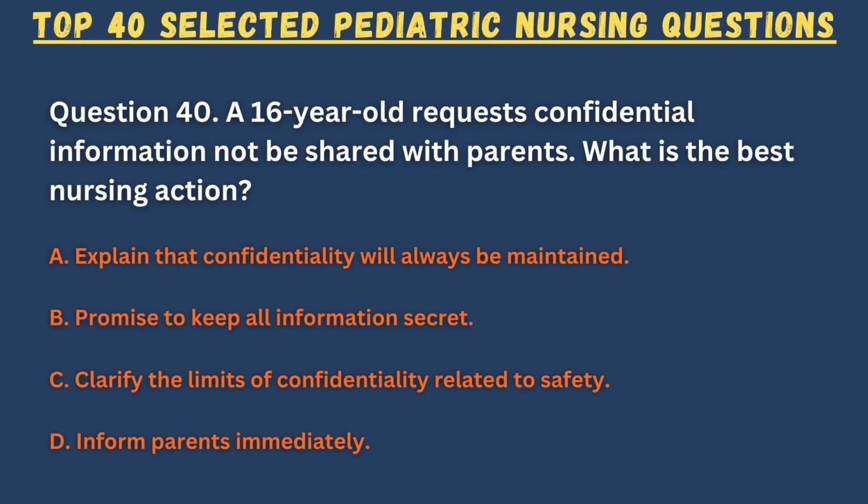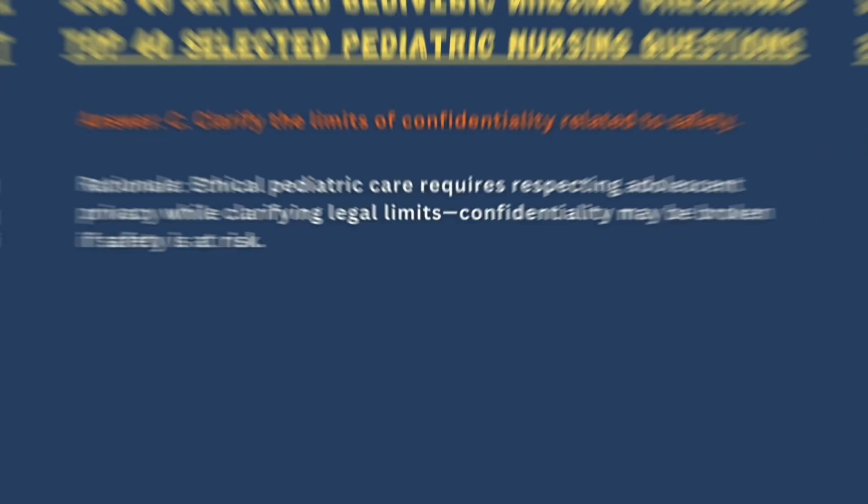Question 40. A 16-year-old requests confidential information not be shared with parents. What is the best nursing action? A. Explain that confidentiality will always be maintained. B. Promise to keep all information secret. C. Clarify the limits of confidentiality related to safety. D. Inform parents immediately.